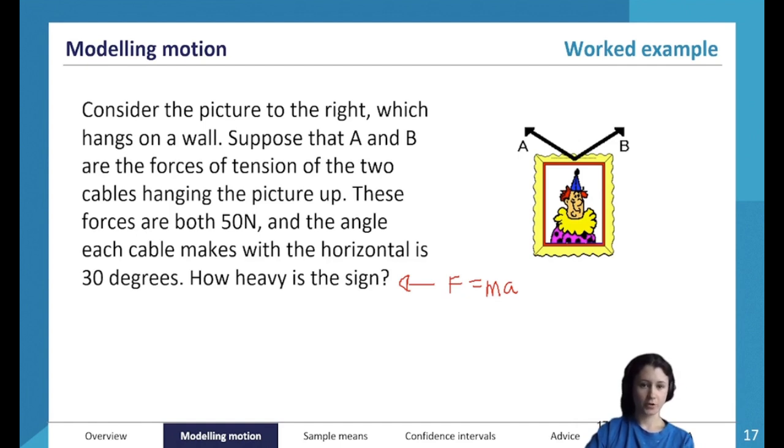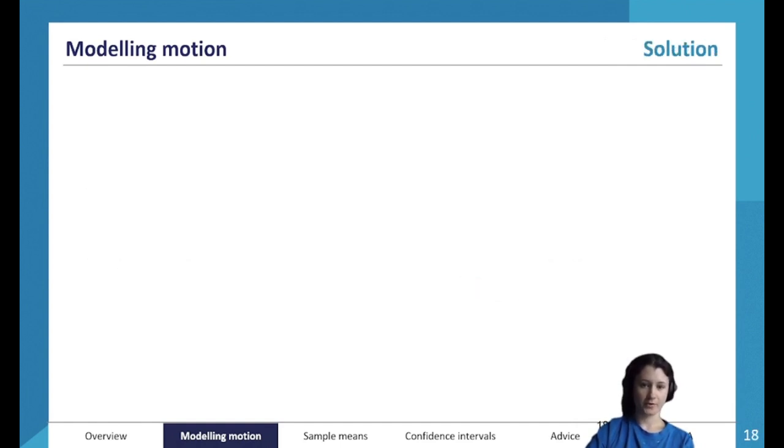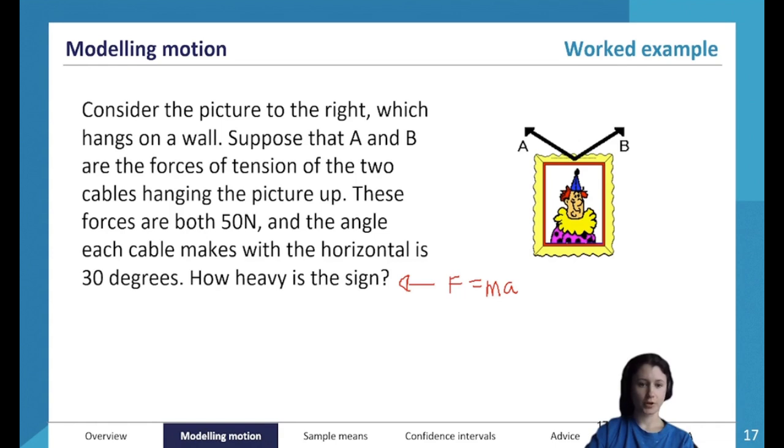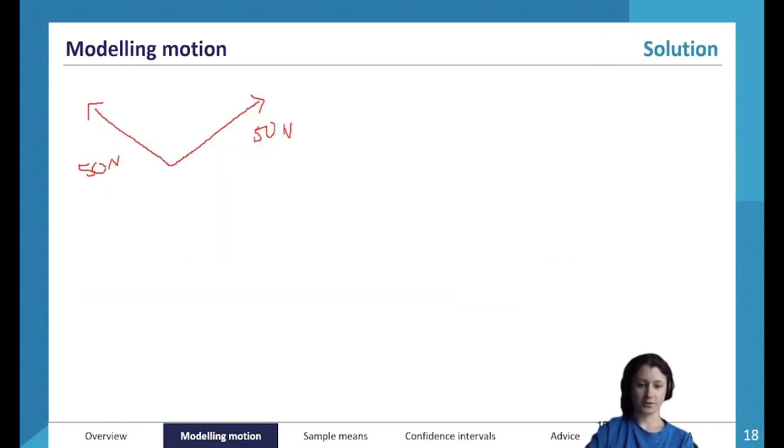So we have the two forces hanging the picture up, and they're both 50 newtons. We have them both like this, and both of the forces are acting like this, because they're holding the painting up, 50 newtons, 50 newtons. We also know that each cable makes an angle of 30 degrees to the horizontal.